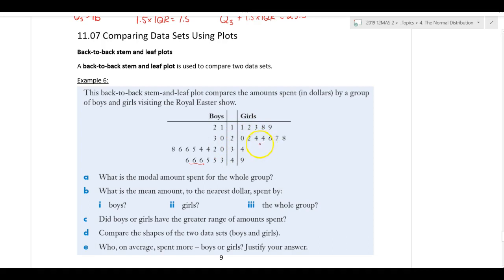This is not a particularly efficient way of going about things here. I have 3 34s and 3 46s. I don't think I've got 4 of anything. So my modal amount is 34 and 46. Yep, there's more than one correct answer. Oh, there's more than one mode.